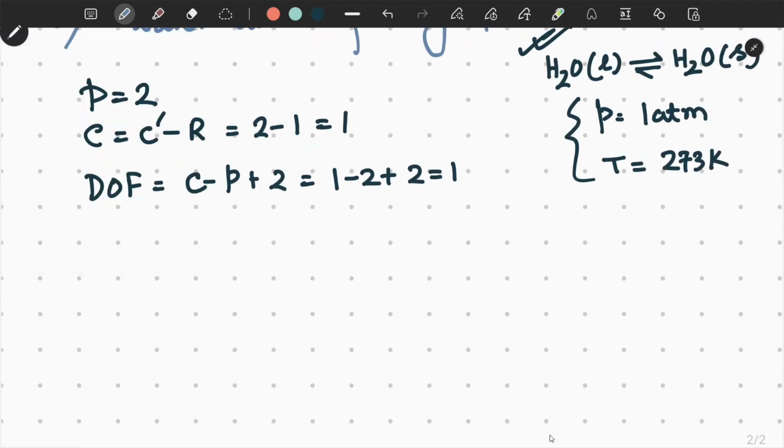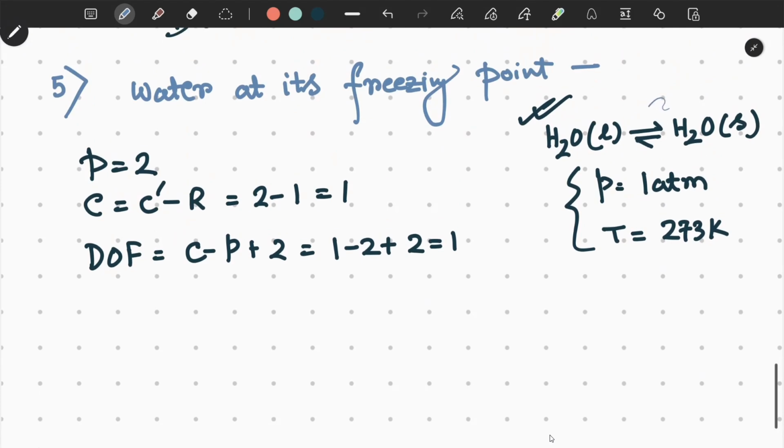Can you please explain the equilibrium? This is a liquid and solid phase equilibrium. Here it's a phase equilibrium. So why do we consider the restriction as 1? No, this is not pseudo equilibrium. If you have liquid water at its freezing point, automatically solid water will be there.